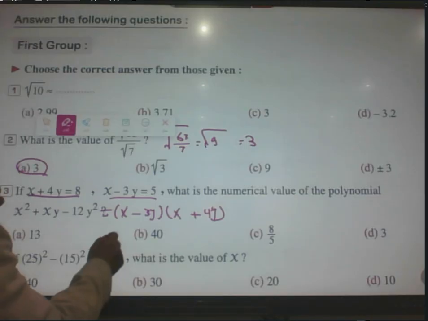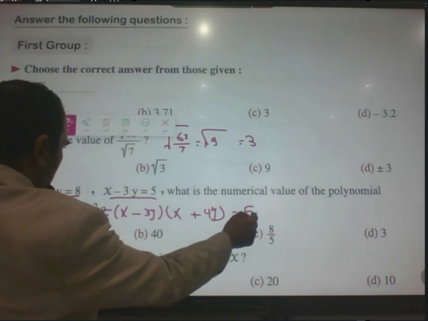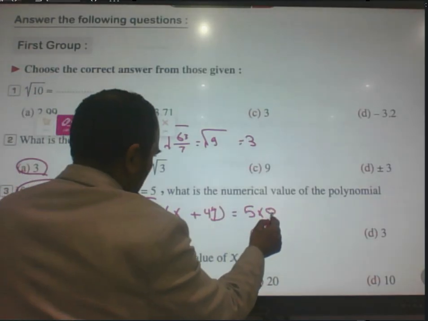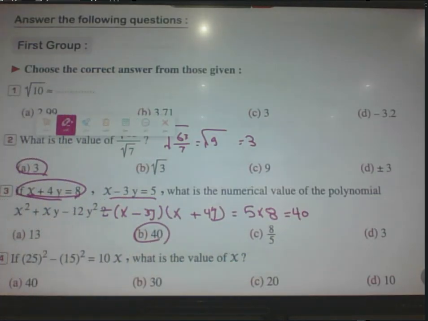So the product between the values: x minus 3y equal 5, we have here the value 5, and second x plus 4y equal 8. 5 times 8 is 40. The answer here will be 40.